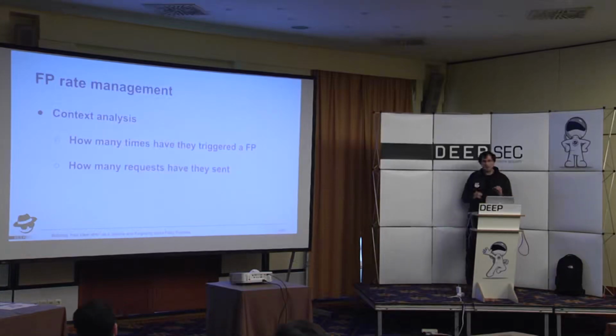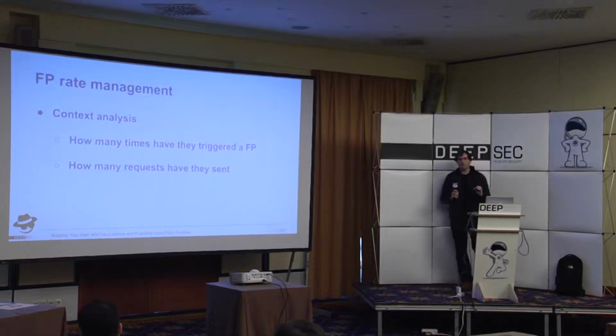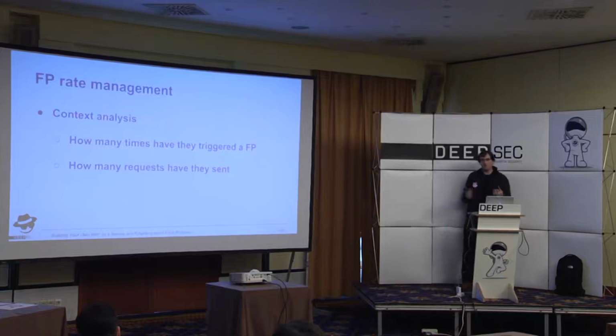And one which is key is the context analysis. So how many times have they triggered one of these detection false positives? And for how many requests have they sent? So information that's happening on the context, which a lot of these solutions do not take into account so much, but in this case it's going to be critical.